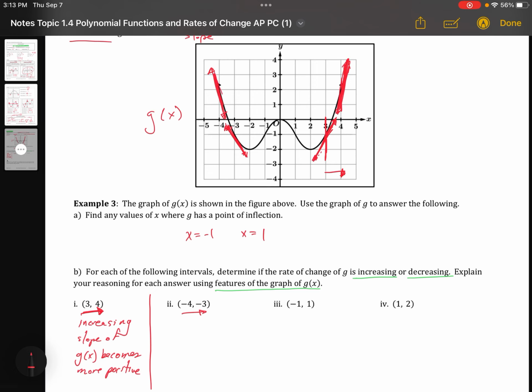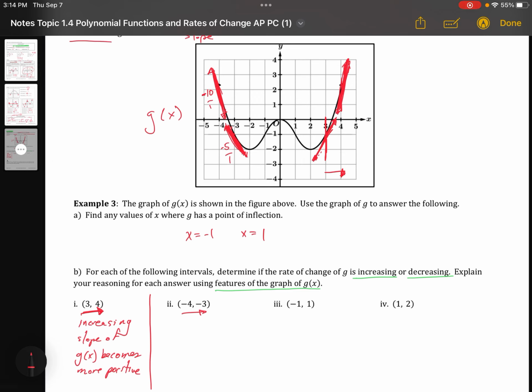But the cool thing is that because the slope at negative 4 is super steep and because the slope at negative 3 is less steep, both in a negative, what that means is we're actually becoming more positive. So let me just assign some made up numbers here. Let's say the slope at negative 4 is a negative 10 slope, right? If that's how steep it is, it's negative 10 over 1. Well, another example of a less negative slope would be negative 5 over 1. Like I said, I'm making these numbers up.